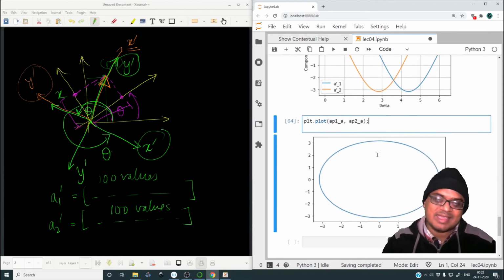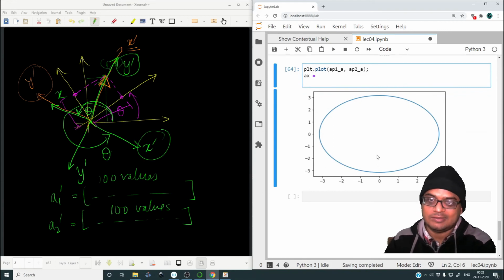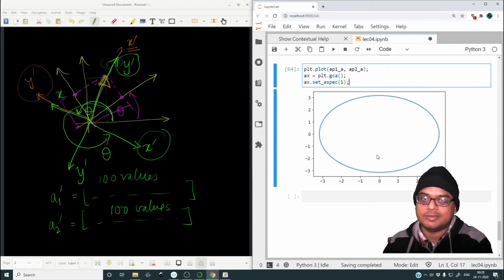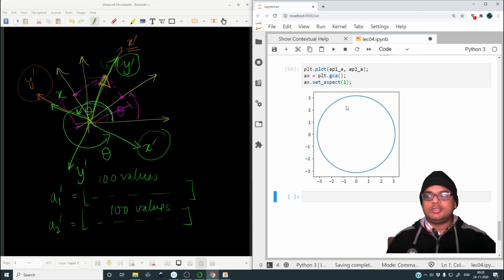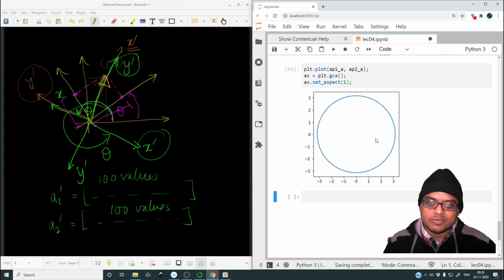In fact, let me make the aspect ratio of the plot better. So we will get first the axis, so plt.gca. Then we will set aspect ratio to be 1. Yeah. So the parametric plot does look like a circle in the sense that all the components lie on this particular circle. So if I select this particular point, it corresponds to some angle theta.